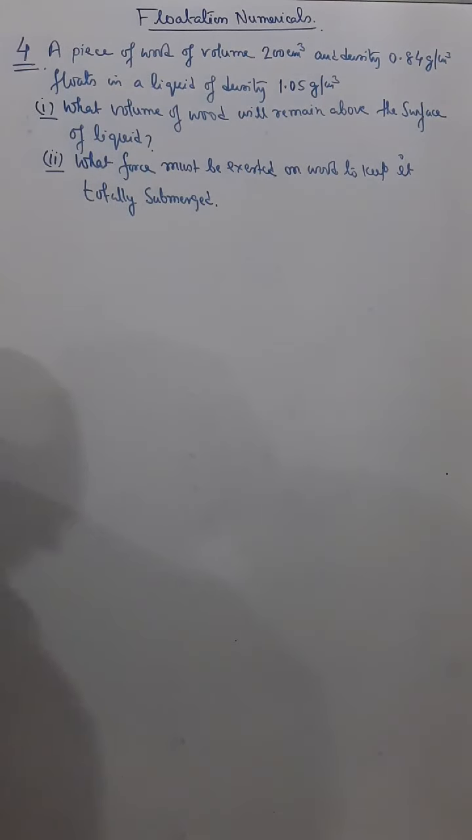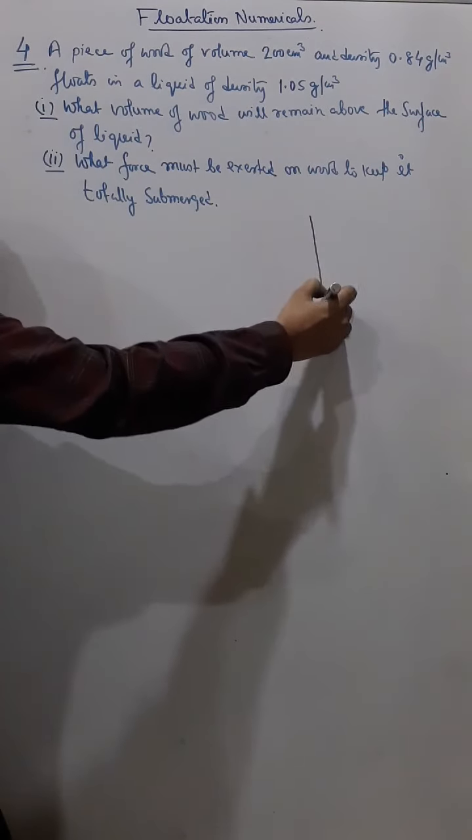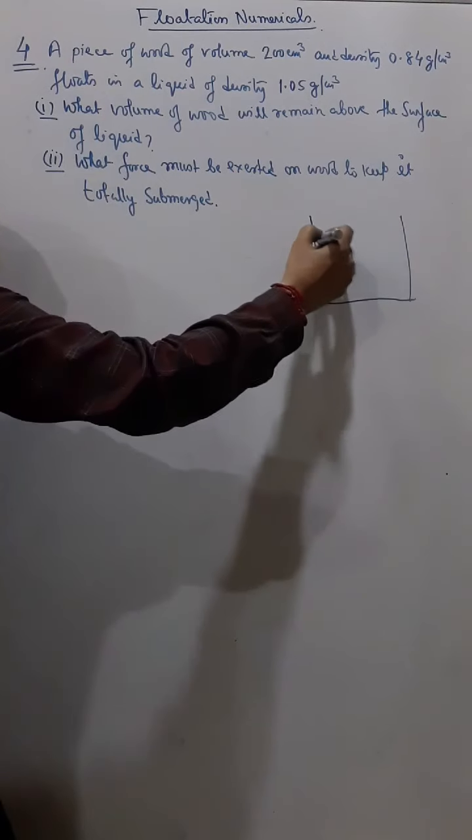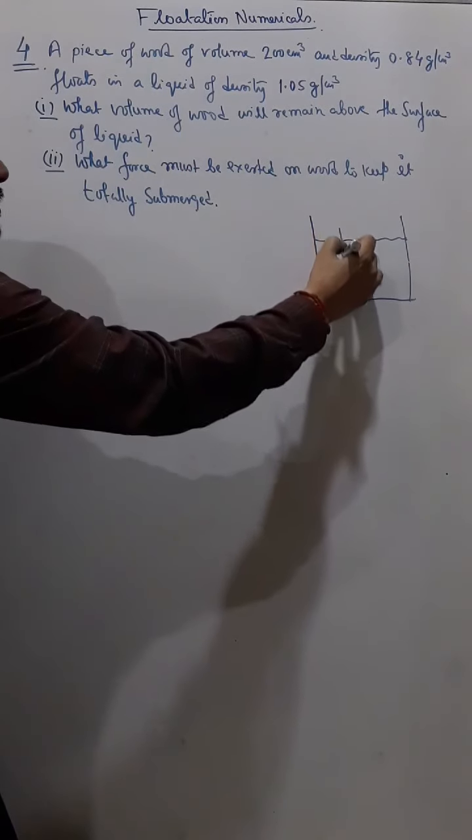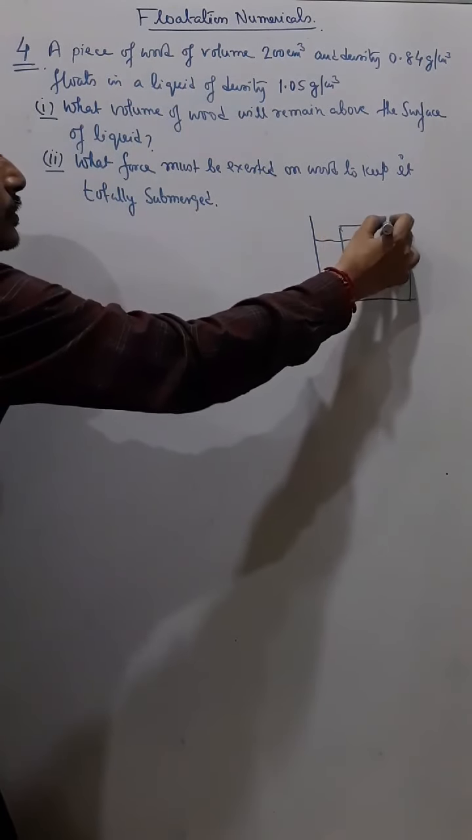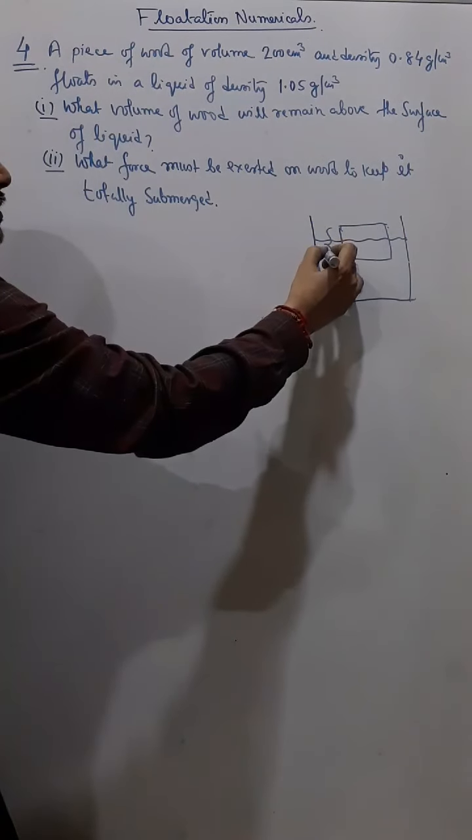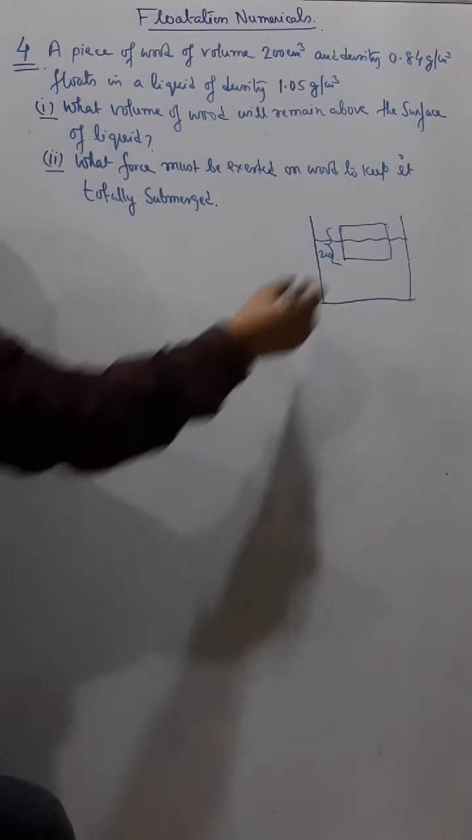Now in this one they told a piece of wood of volume 200 centimeter cube and density 0.84 gram per centimeter cube floats in a liquid of density 1.05. What volume of wood will remain above the surface of the liquid? So this total volume they have given, 200, and we have to find this.